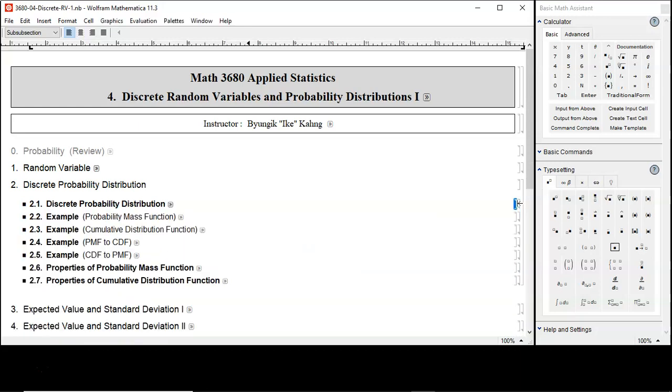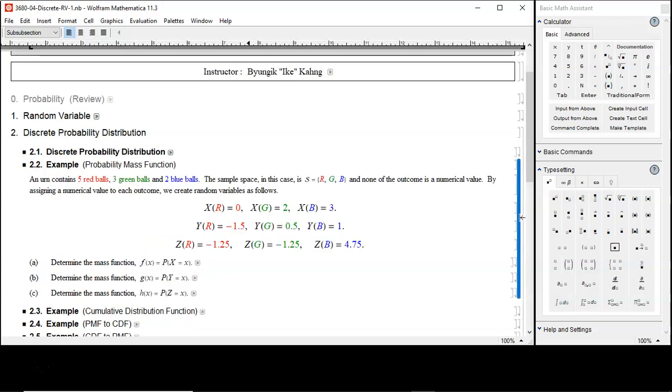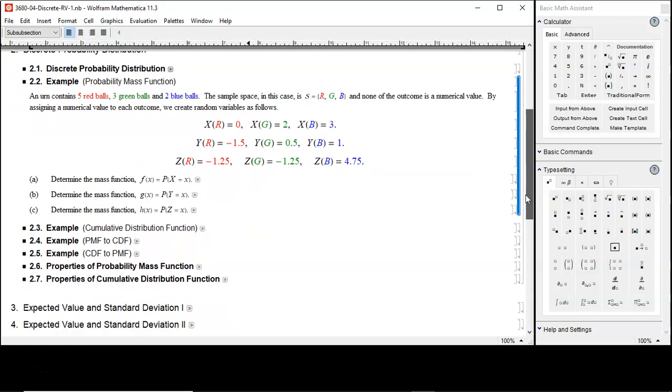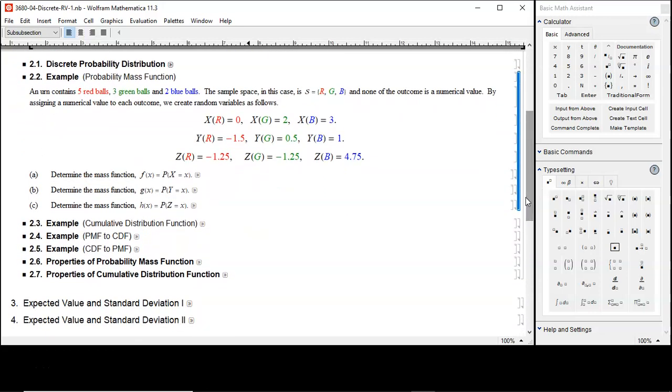What is the probability mass function? Let's answer it using this example problem. An urn contains 5 red balls, 3 green balls, and 2 blue balls. And we have these 3 random variables, X, Y, and Z. And then let me show you the probability mass function. The definition is pretty simple.